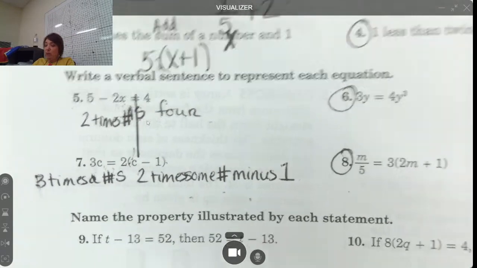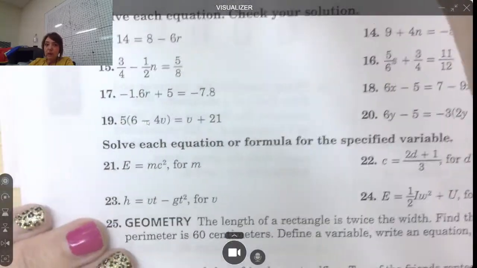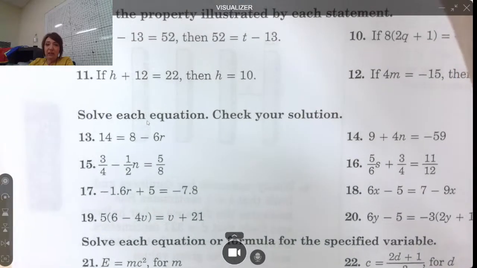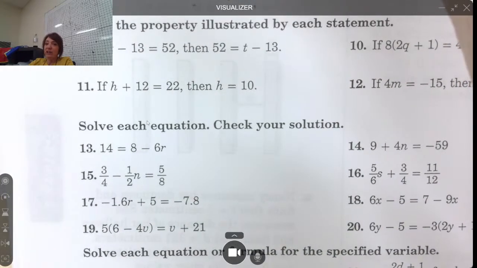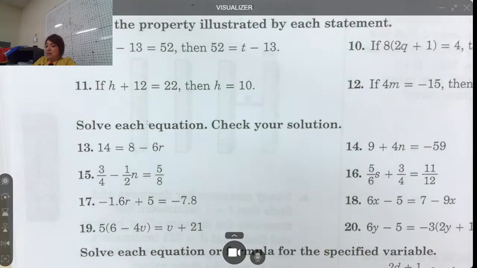Okay, let's talk about properties for just a minute. All right, so look at this first one. By the way, if you had me last year for geometry, I really hope you remember this. So look what's going on.